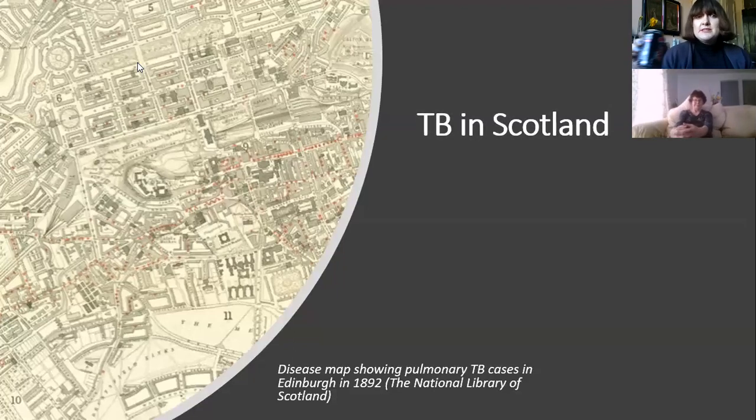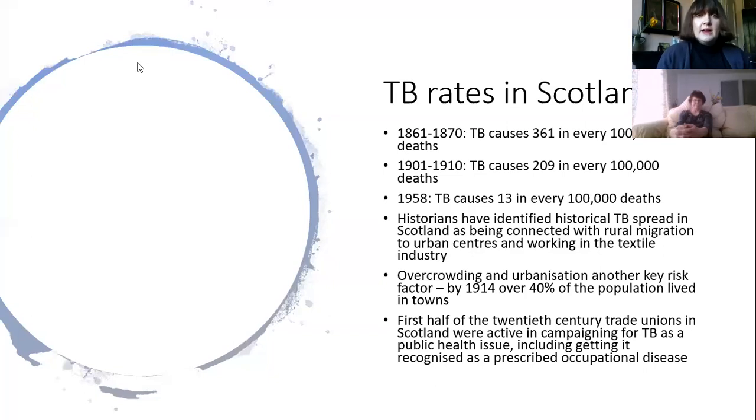Okay, so now I'm going to look at tuberculosis in Scotland and its relationship to the Post Office. I'm going to concentrate a bit on tuberculosis rates in Scotland, which actually showed a lot in common more generally at the time with tuberculosis rates in Europe. As you can see here, tuberculosis from around the 1870s onwards is gradually killing less and less people in Scotland, to the point where by 1958, it's causing 13 in every 100,000 deaths.